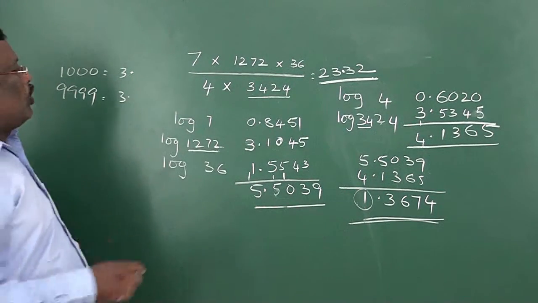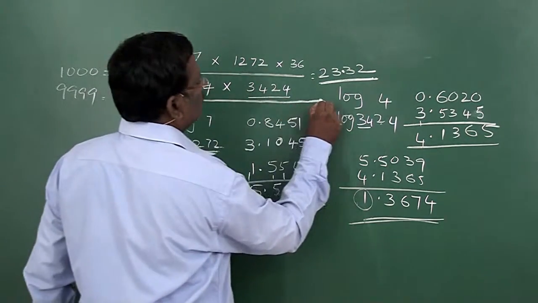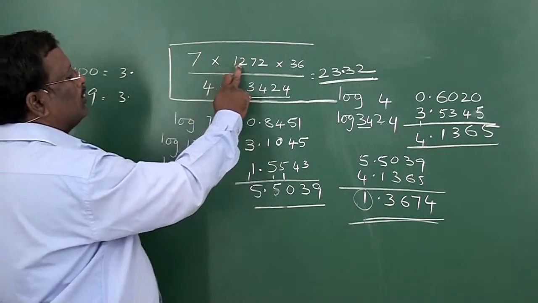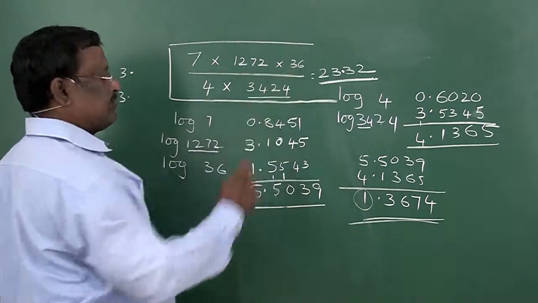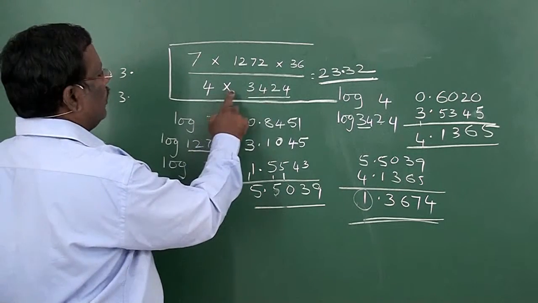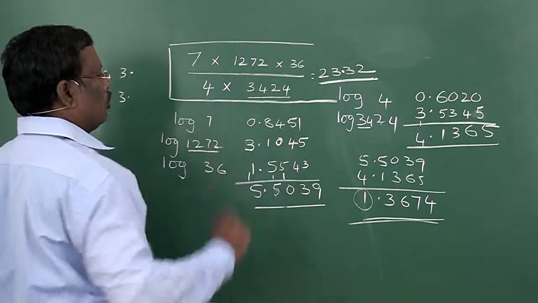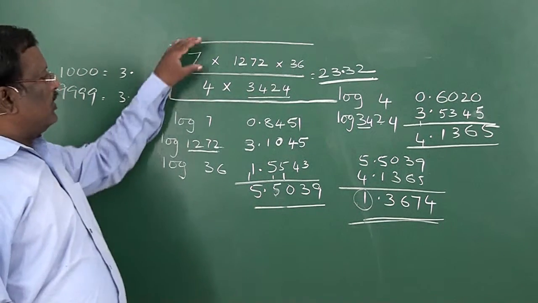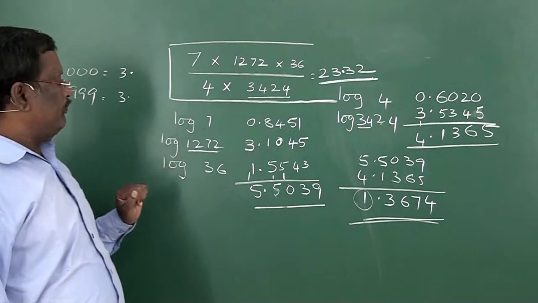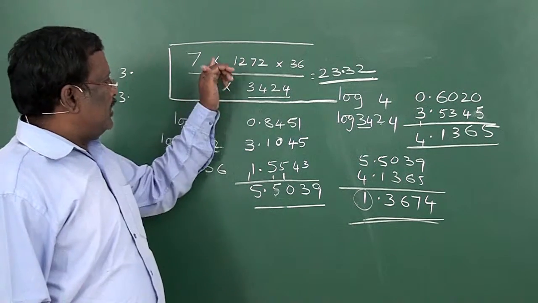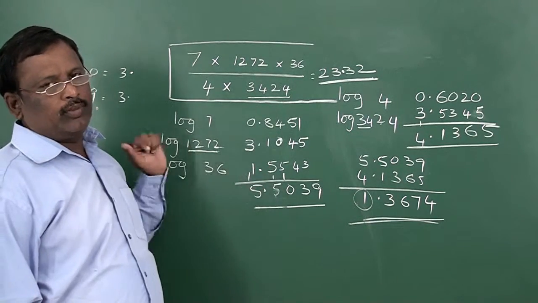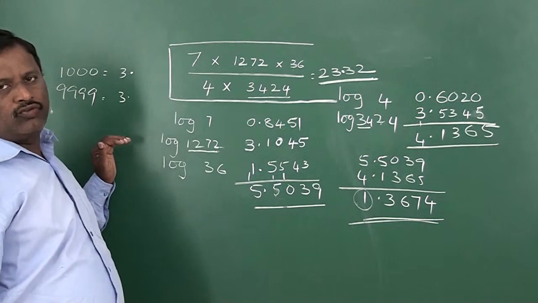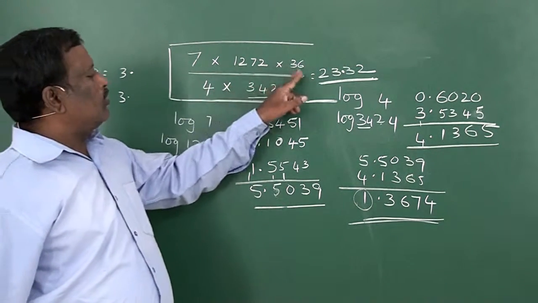Here we have a problem. This was the problem where 7 into 1272 into 36 divided by 4 into 3424. Now here for simplifying we are depending upon logarithmic tables. Now we are converting all these numbers into logarithmic form. In logarithmic form, multiplication is nothing but addition of their logarithmic values. Division will be subtraction of their logarithmic values. For that purpose, we have taken the log values of the numerator.